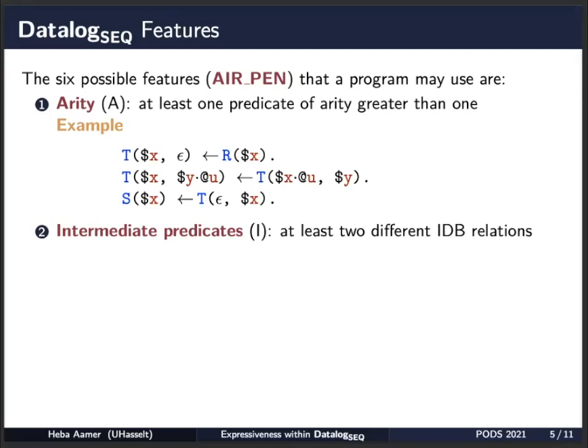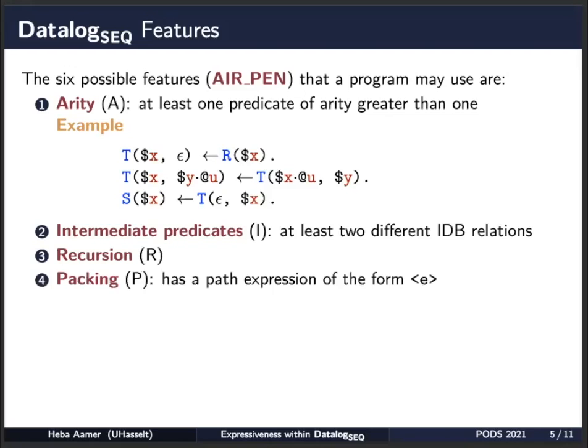The second feature is I, or intermediate predicates, which is used by a program if it involves at least 2 different IDB relation names. The same example also uses intermediate predicates, since we have T and S as IDB predicates. Next, R, recursion, which is well understood. And from the example above, we have the predicate T, which is defined recursively.